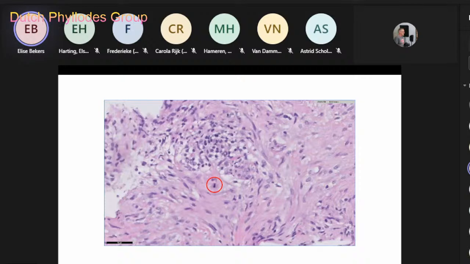So if you think it is a Phyllodes, you always ask a colleague that's also a specialist in breast pathology to look at it with you. So you always have double reading at least, because it's a very difficult thing to do, because it's very rare.